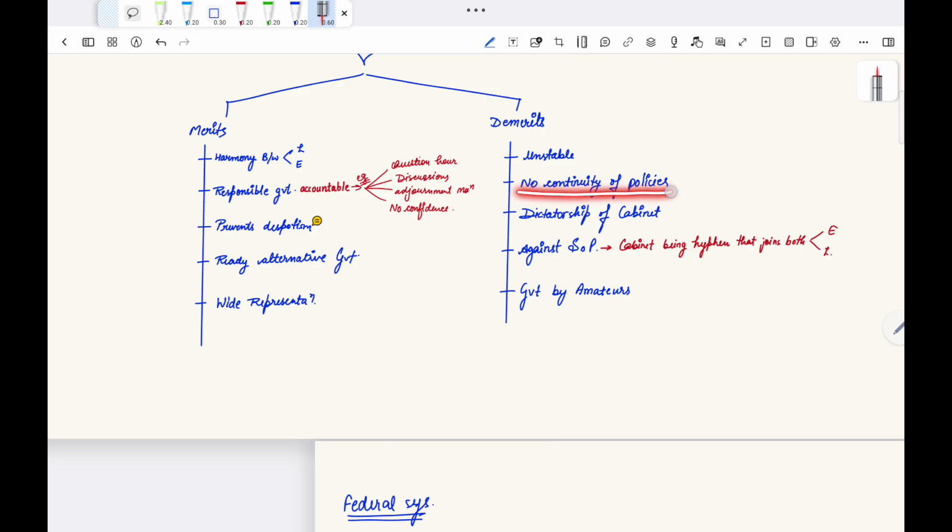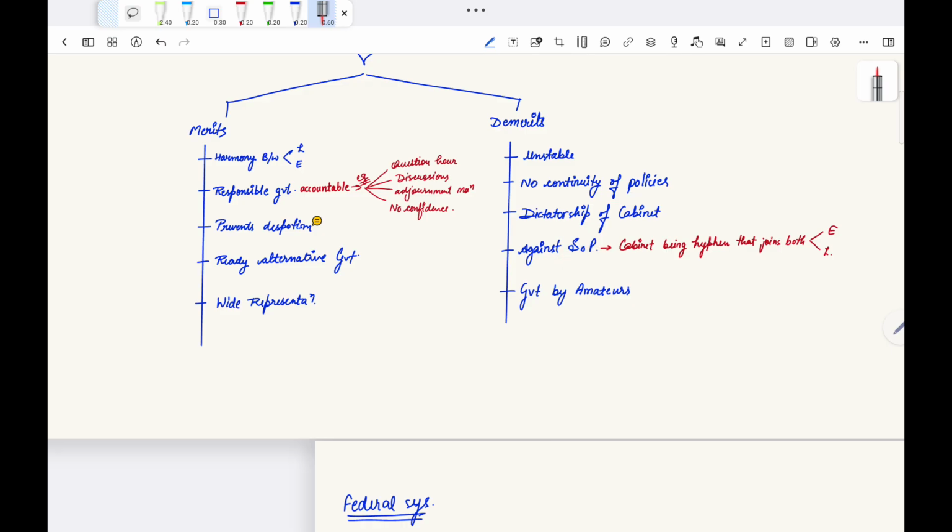There is no continuity of policies. One government starts a policy, and when the other government arrives, that policy may get discarded. Next, there is dictatorship of the cabinet. Very simple and easy to understand. That is against the separation of powers, because the cabinet is a hyphen that joins both executive and legislature. The cabinet is mainly executive, and the cabinet is mainly chosen from the legislature. So where is the separation of power?